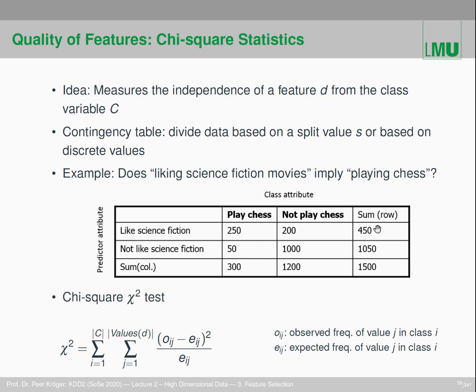Yeah, and 20% of those guys here that do not like science fiction should play chess again. 20% of that is 90. Yeah, and the remaining guys, 360, that do not like science fiction should not play chess. Yeah? So those are the expected values, and now you can compare those two things, the observed values and the expected values, and if they are more or less the same, the whole thing comes down to 0 actually.